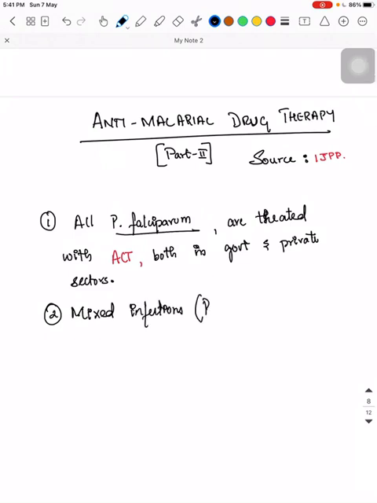The mixed infections, that is, a person infected with both vivax and falciparum, are treated with artemisinin based combination therapy and the 14-day regimen of primaquine.